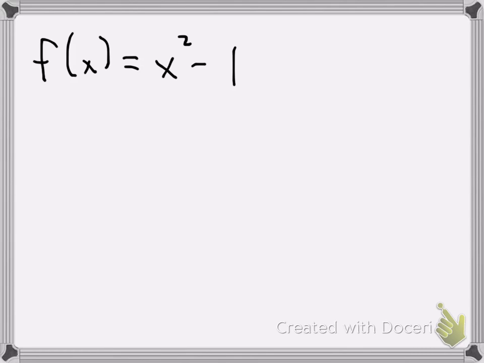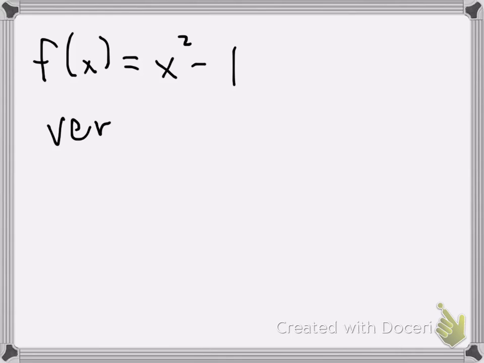The process that we went through in class was we first asked ourselves whether this thing opens up or down. And this one we know opens up because the x squared coefficient is a positive 1. If it had been a negative in front there, it would have opened down instead. So this one opens up. Next we found the vertex.